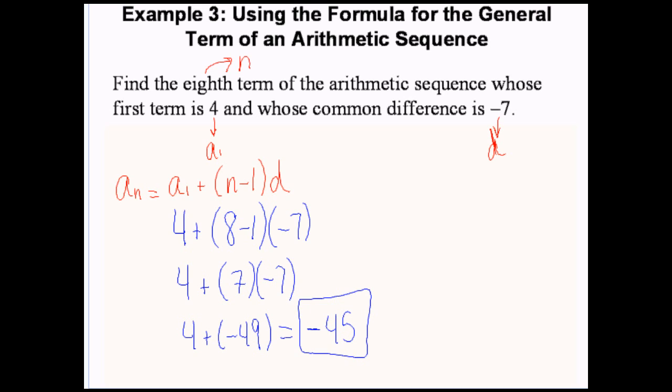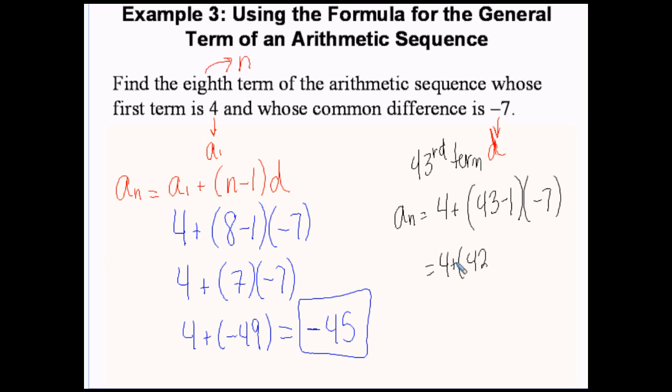Let's do same problem, same sequence. We've got 4 and -7, but let's say I want to find the 43rd term. Same sequence. I'm going to put in the 4. 43 minus 1 times -7. Okay.